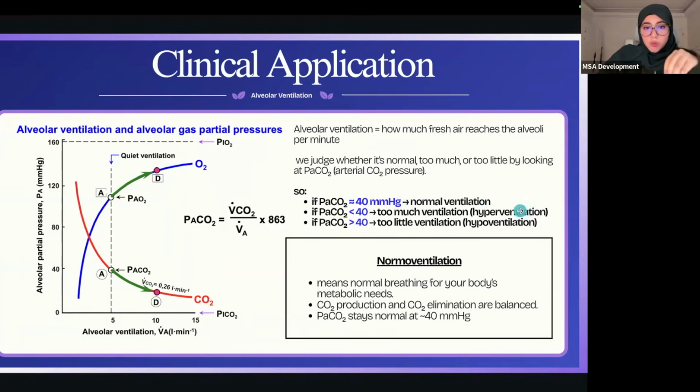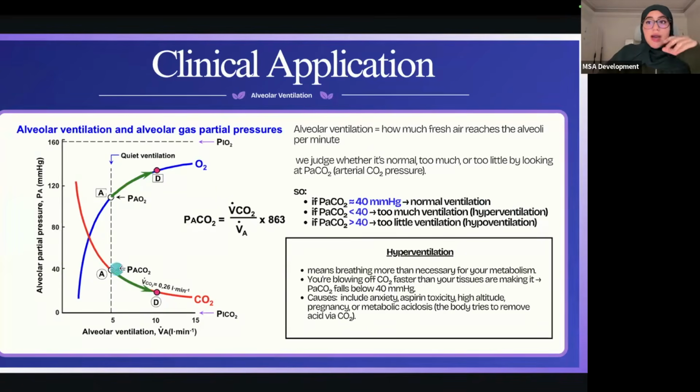However, there's a certain point where, let's say, I'm hyperventilating. I'm taking long, deep breaths and I'm exhaling a lot of CO2. So this is hyperventilation, and this is consistently a lot. The issue here is that CO2 drops below 40. So here is normal ventilation, and I'm dropping below 40, right?